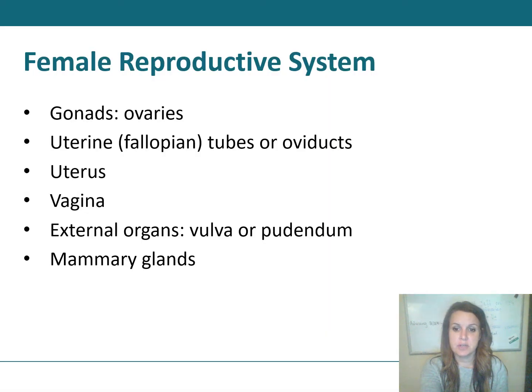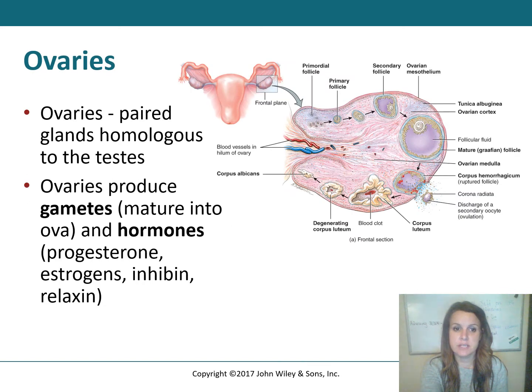So the female reproductive system consists of the gonads, which are the ovaries, the uterine tubes, also called fallopian tubes or oviducts, the uterus, the vagina, the external organs called the vulva or the pudendum, and the mammary glands. The ovaries are paired glands that are homologous to the testes, and they produce gametes that mature into ova, and they also produce hormones, including progesterone, estrogens, inhibin, and relaxin.